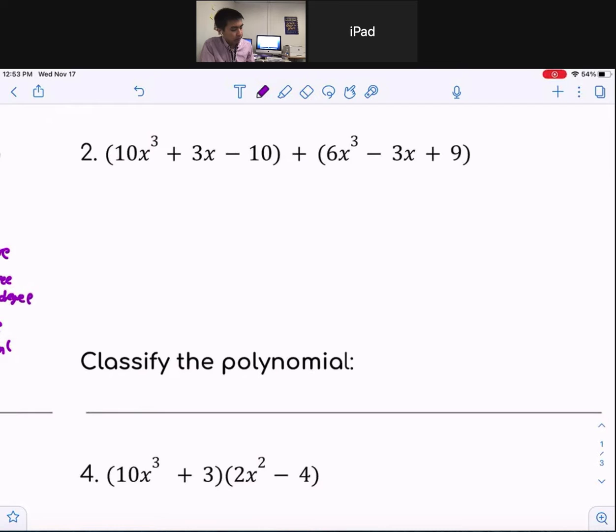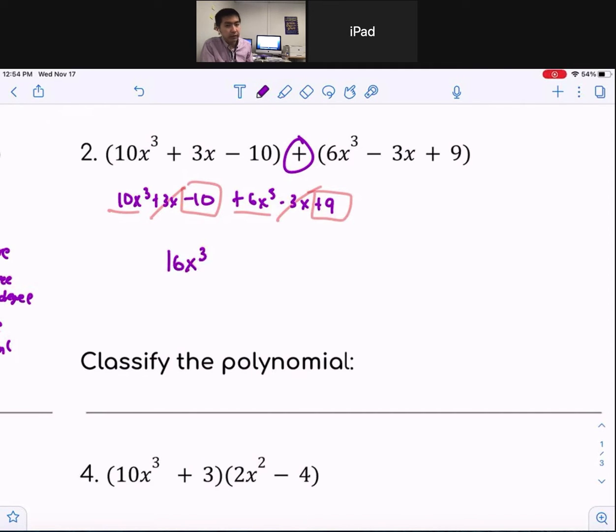Number 2. Since there's addition, that means we just drop all of these polynomials down, and then we combine like terms. The 3x and the minus 3x cancel. The 10x to the third and that 6x to the third can combine, and that negative 10 and that 9 can combine. 10 plus 6, 16x to the third, negative 10 plus 9, negative 1. Highest degree is 3, so that's cubic. How many terms? There's 2, so that's binomial. Cubic, binomial. Okay?